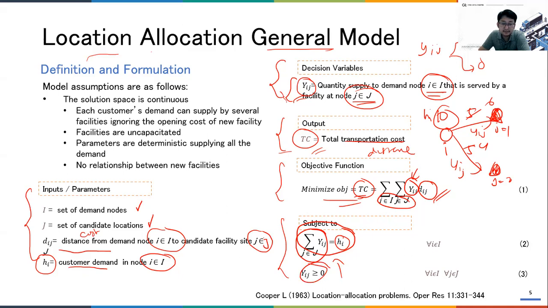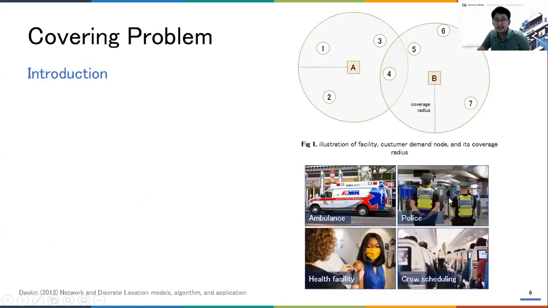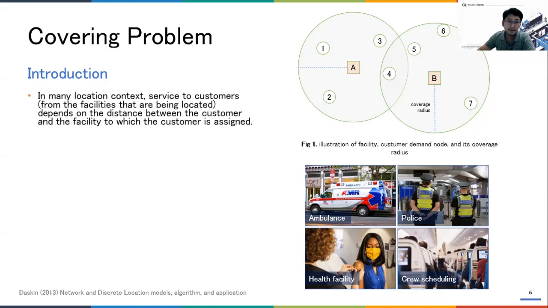So those are the very, very basic version of location allocation models. Now we start another example of the models. First, I will discuss covering problems. Covering problems can be found in many location allocation contexts, or many location decision related problems. Basically, we define the covering terminology first.